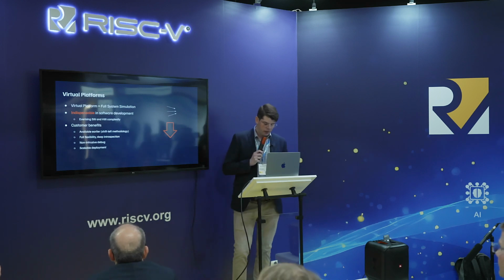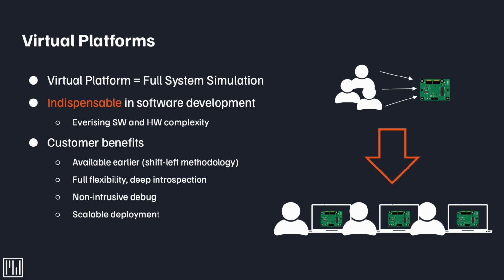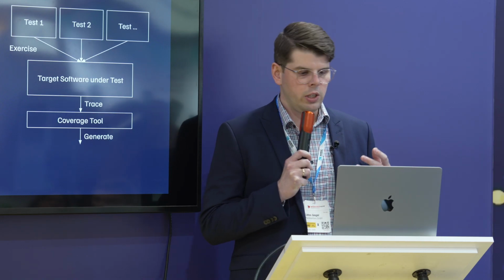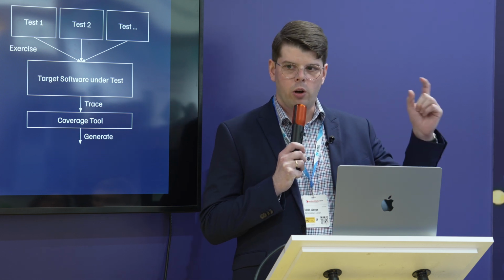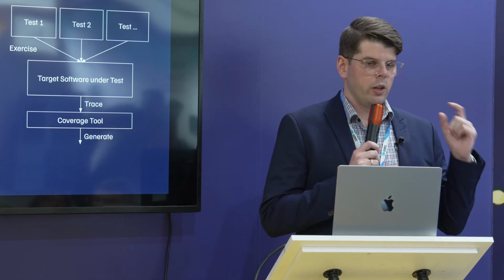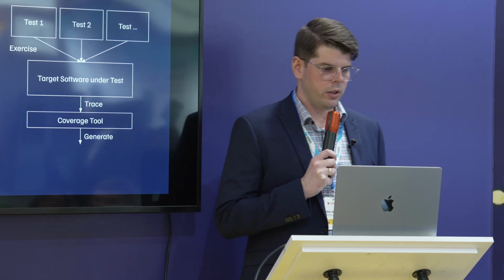So virtual platforms are a very useful tool, and they can be used for something called code coverage analysis. I want to explain a little bit what code coverage analysis is. Basically, code coverage analysis gives you a measurement of how complete your software testing is. You have your software, you execute your test cases, and then you measure how many lines of your software code were executed when you were running your tests. Of course, you want to achieve 100% coverage so that you know that all lines of your software have been covered by your tests. That's the most simple definition. There are more advanced forms of code coverage, but let's stick with this definition for now.